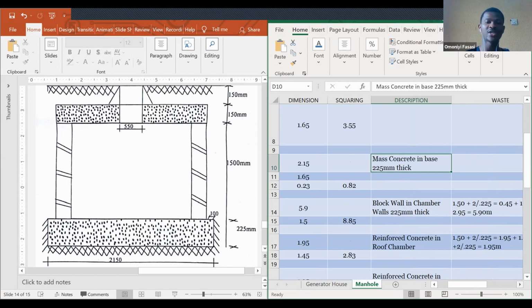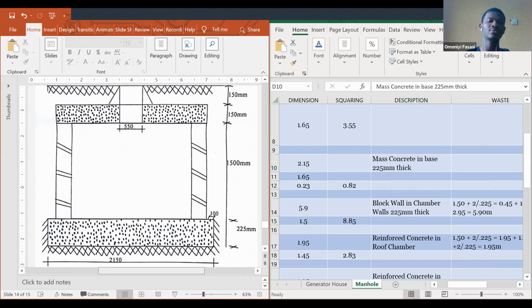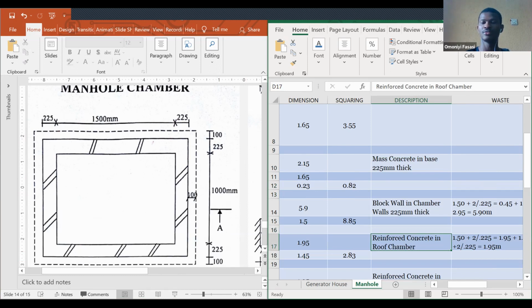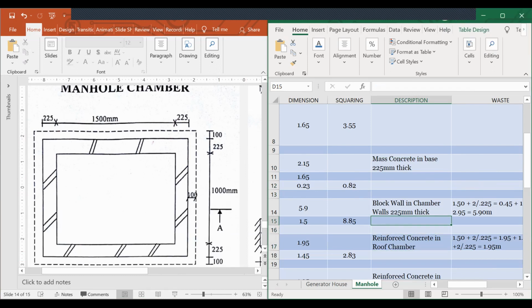So yeah, I was trying to explain the mass concrete. The length of the mass concrete is going to be within yea to yea. The height of the mass concrete is going to be within yea to yea. And the width, which will have effect, is going to be 100 plus 225 plus 100 plus 225 plus 100, which is 1.65. So yeah, let's move on. I hope you get it. Now I've explained.